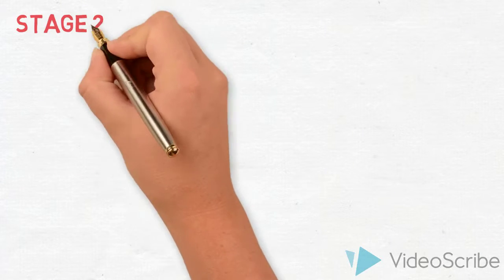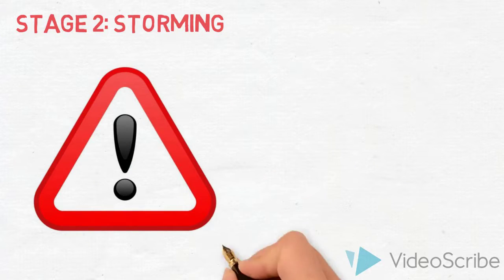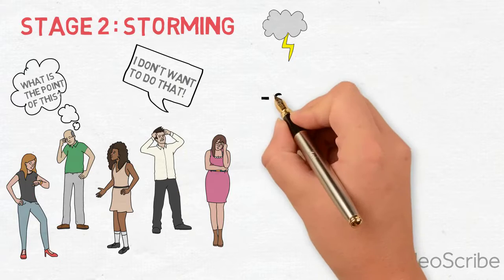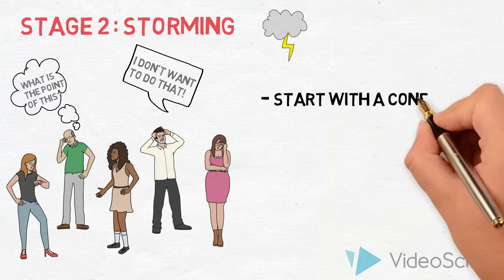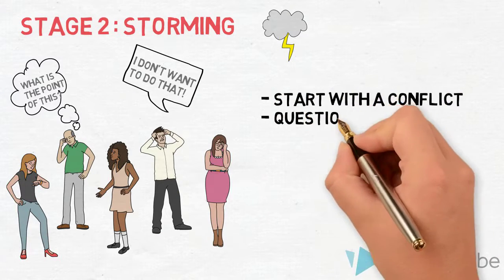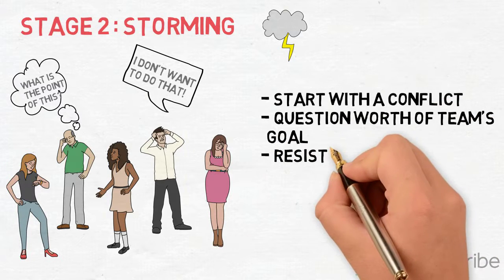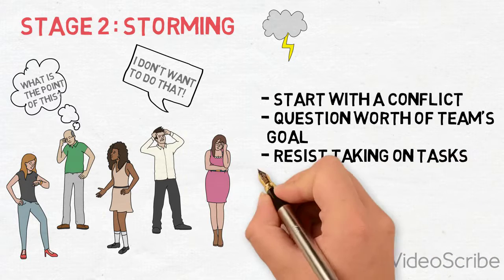The second stage is the storming stage. Here people start to push against the boundaries established in the forming stage. This is a very crucial stage because this is the stage where many teams fail. Storming often starts where there is a conflict between team members' natural working styles. Some may question the worth of the team's goal, and they may resist taking on tasks.